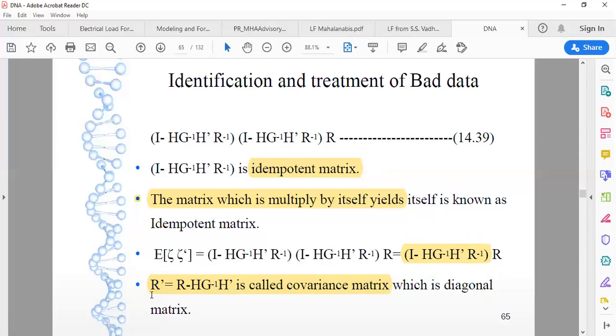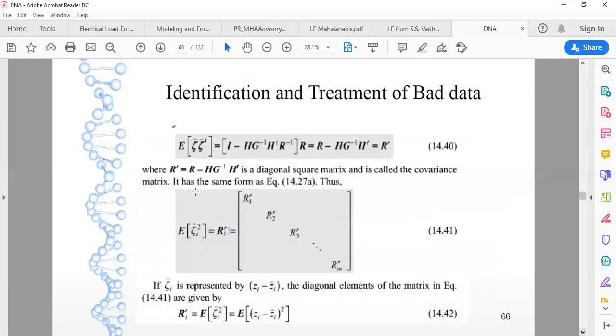In order to use this bad data identification treatment, we have to identify this. So if we proceed further, then from the same first equation we can say that the expected value of zeta into zeta transpose is equal to I minus H G inverse H transpose R inverse into R.